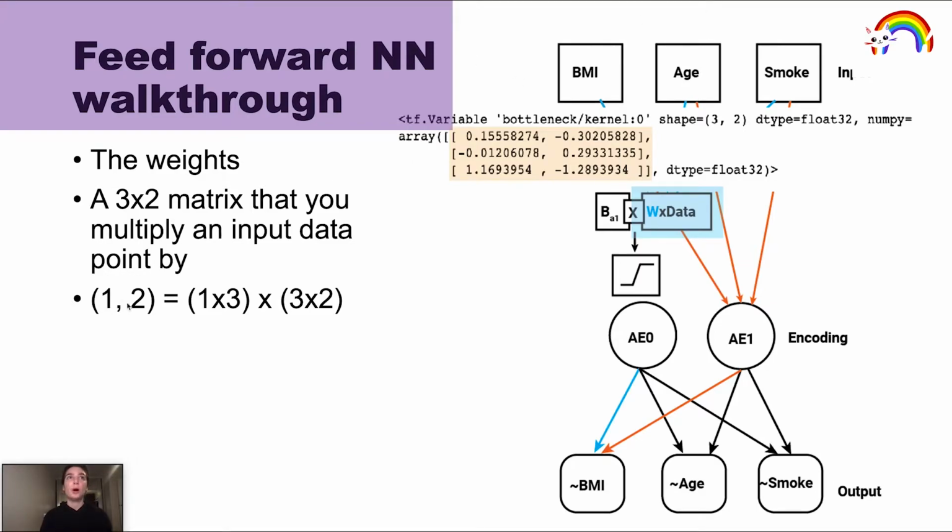So you've got your 1x2 encoding, and to get that, you've got your 1x3 input vector multiplied. So it's one row of 3 features multiplied by 3 rows of 2 features, which is your weight matrix. It's important to keep in mind how matrices are able to be multiplied together, because that is an error that you do encounter quite often. So we'll go through that in a little bit more detail in the next slide.